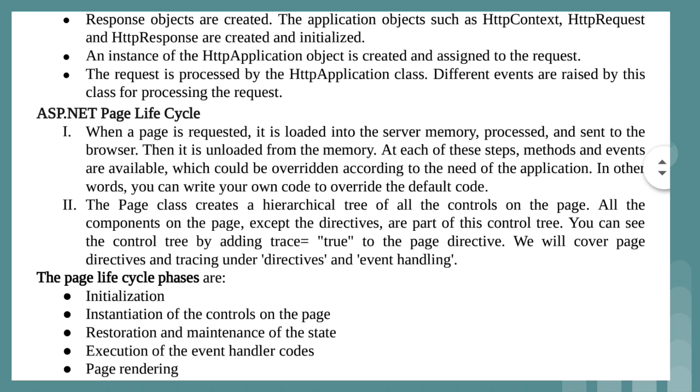Page rendering means after clicking, the code is processed and the expected output is displayed on the browser as a reply. So that is nothing but page rendering. It means we are sending some information, some event, and we are getting some response. So these are the 5 phases of the page life cycle.